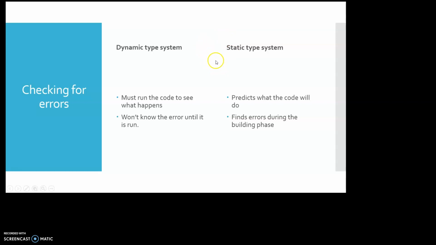One way it does this is through static type checking. Now, JavaScript usually uses a dynamic type system where it has to run the code to see what happens. With this, you won't know what's wrong with it until you run the program. With a static type system, TypeScript is able to predict what the code will do and find errors during the building phase of your program.